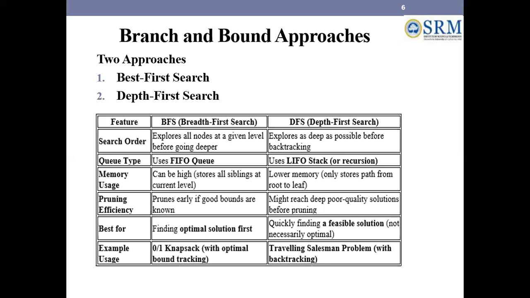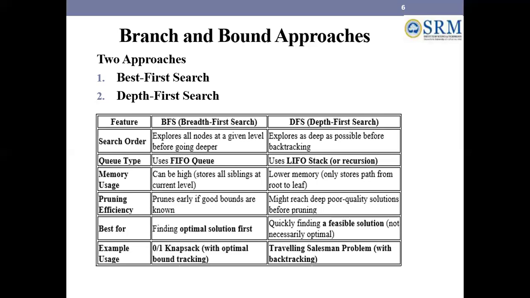So we will see some important points that differentiate BFS and DFS. Search order. What is breadth first search? This is level by level, breadth wise. First, explore all the possibilities at one level, then go to the next level, next level, next level, a level by level search. But in the case of depth first search, it explores as deep as possible before backtracking or finding the solution. So it moves only along one path till we get a solution or a dead end.